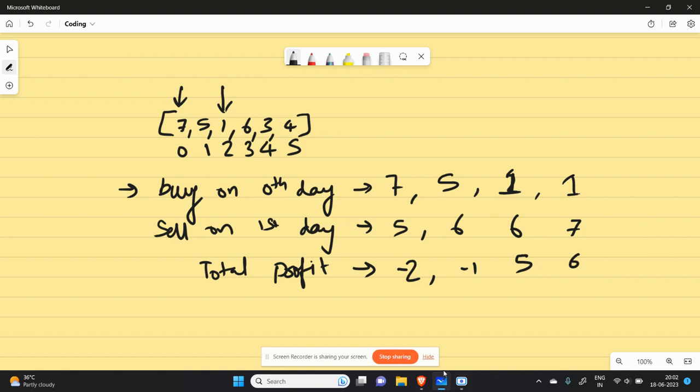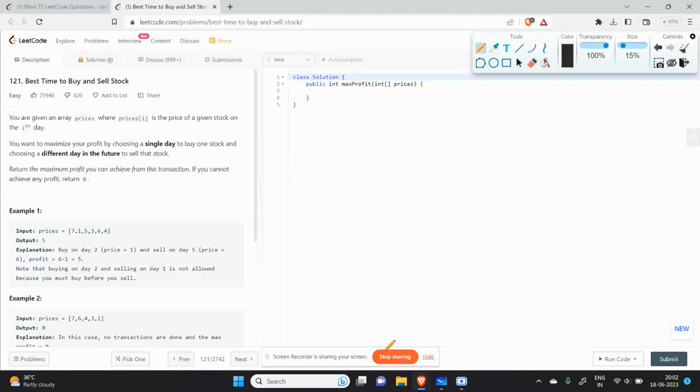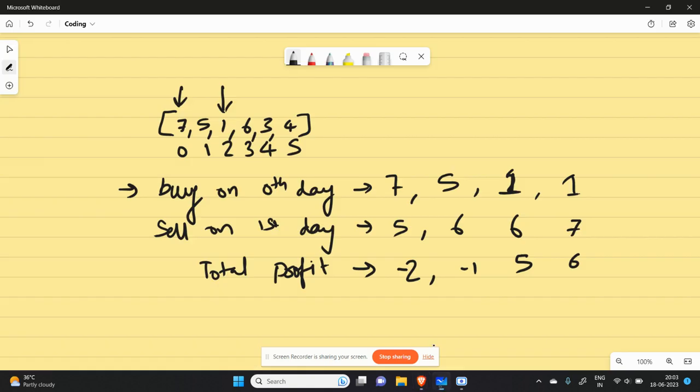So that's why in the problem statement it is clearly mentioned that we have to choose any single day to buy one stock and choose a different day in the future to sell that stock. So we can't go in past. It should not be the case that I buy at first day and I am going to sell it at 0th day. Okay, this is an invalid assumption, and that is clearly stated in the problem statement. So what we can do here to solve this problem, hope you understand the problem statement clearly.